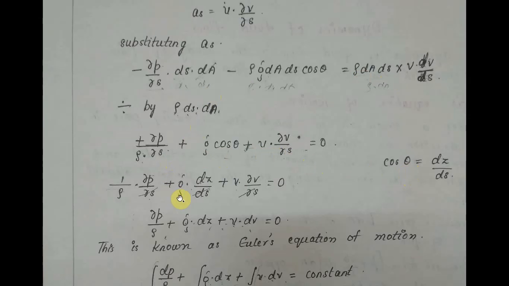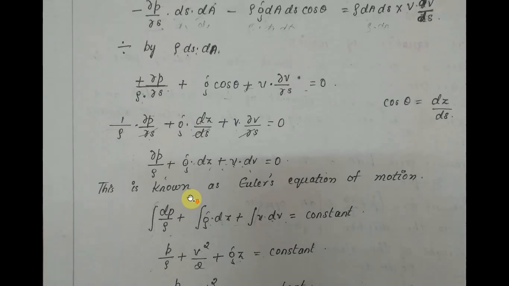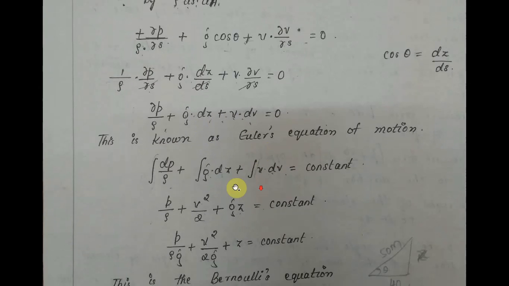Therefore, 1 upon rho into dou P upon dou S plus g into dou Z upon dou S plus V into dou V upon dou S is equal to 0. Therefore, dou P upon rho plus g into dz plus V into dV equal to 0. This is known as Euler's equation of motion.